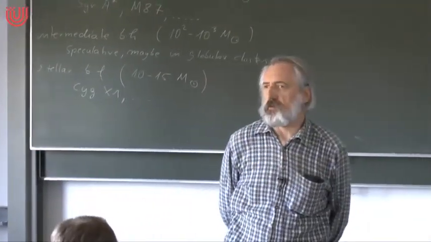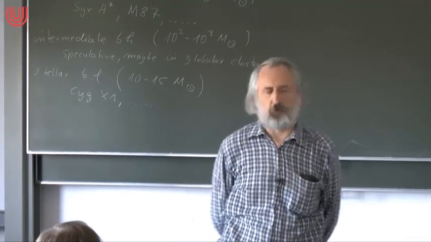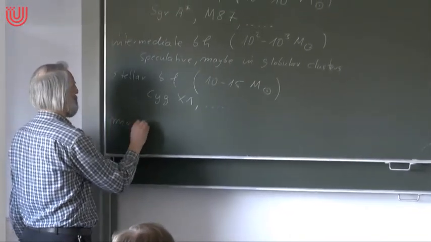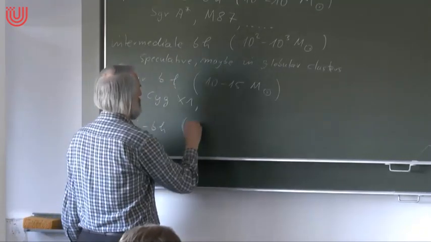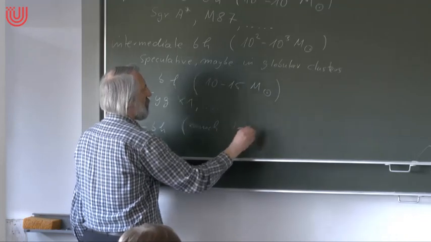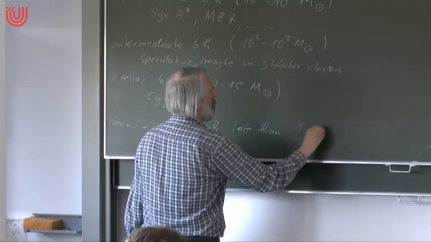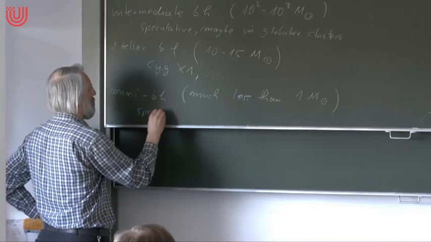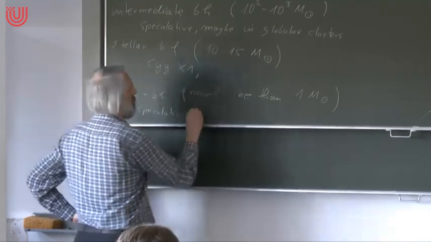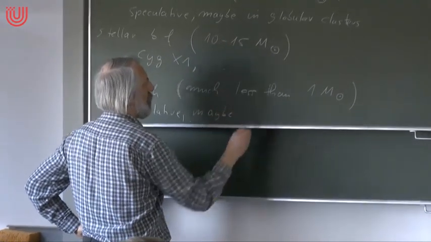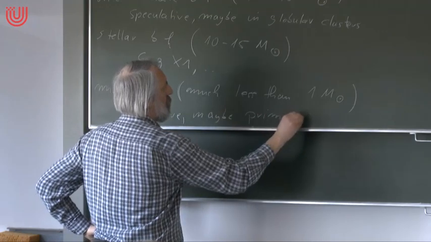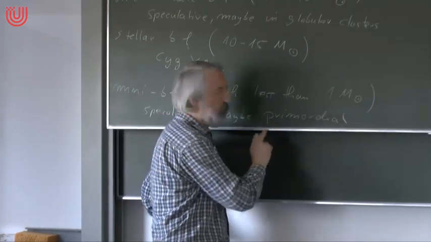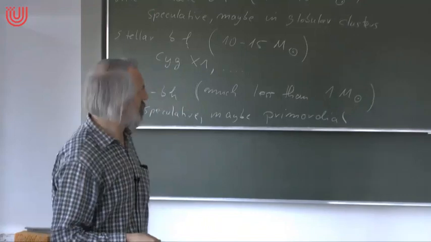And some people speculate that at the center of these globular clusters, there might be also black holes. And if this is true, then they would be in this range. And then there are the even more speculative mini black holes. So this is, let's say, much less than one solar mass. There are speculations, again speculative, that we do not know if they exist, but they might have come into existence very shortly after the Big Bang. And things which come into existence very shortly after the Big Bang are called primordial, so from very early times of the universe.